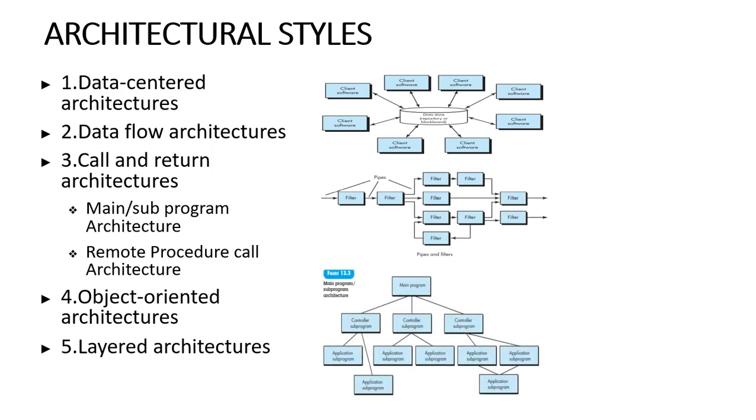For the diagrams of all this, first see the data centered architecture. All the clients are connected to only one particular data, which we call a data centered architecture. In data flow architecture, it is not like all the client software is connected to only one data. The data will flow according to the architecture, and the main program will have various types of architectures.